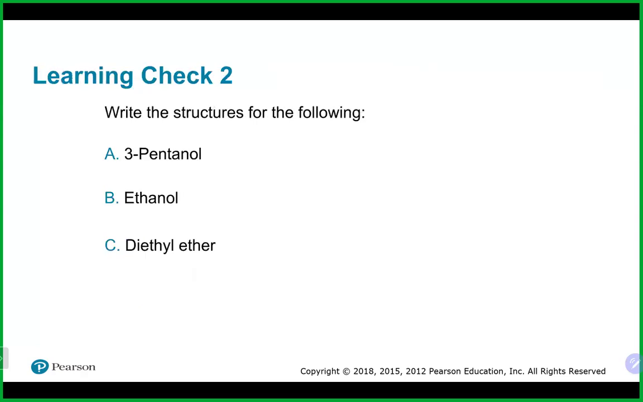Why don't we draw some of these guys here? So why don't you draw 3-pentanol, ethanol, diethyl ether. Why don't you also draw, let's do ethyl propyl ether. Why don't you name this guy as well?